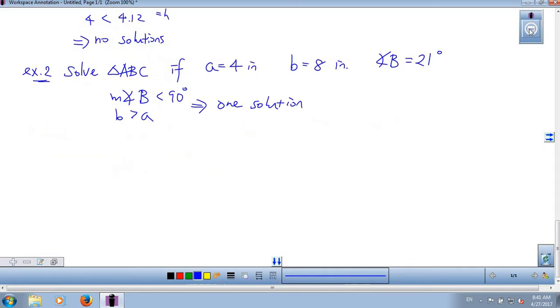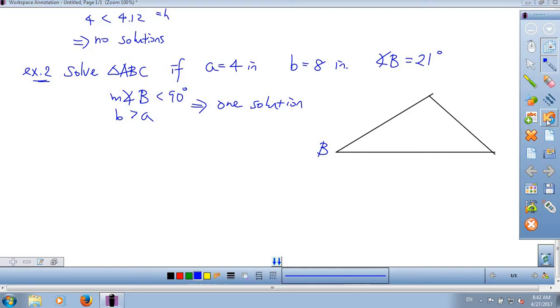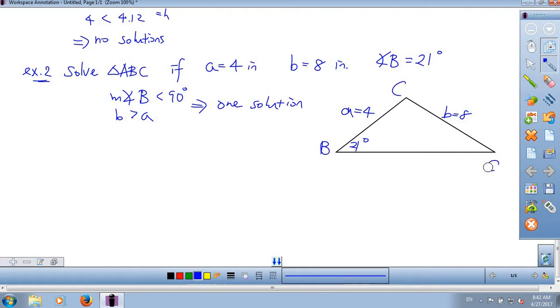How do we solve this? Let's make a sketch. We know it's going to be acute, and we're making it as proportional as possible. I made a mistake, so this is 4, this is 8. Angle B here is 21 degrees. Side b is equal to 8, and side a is equal to 4. So as you can see, b is longer than a. Then we definitely have a solution here.